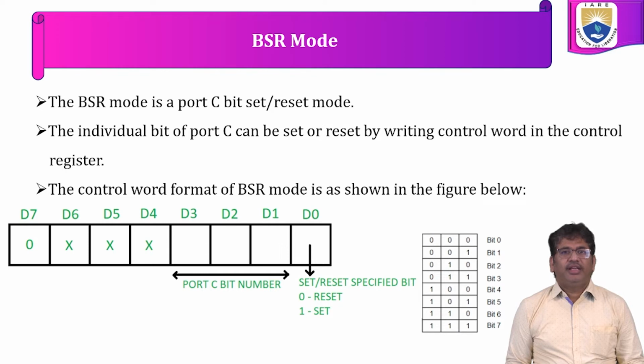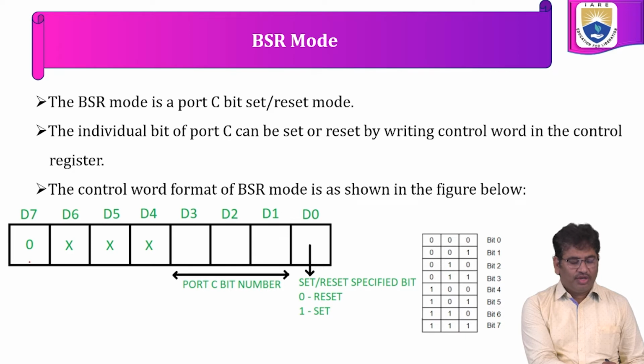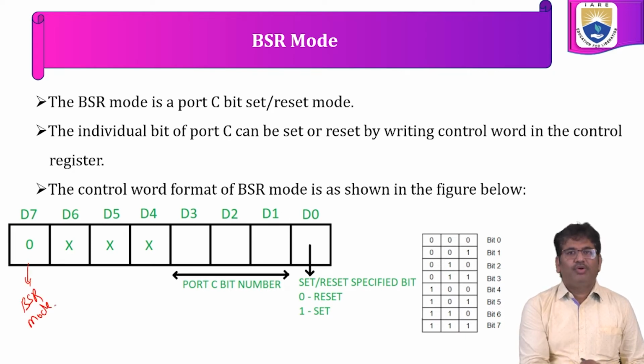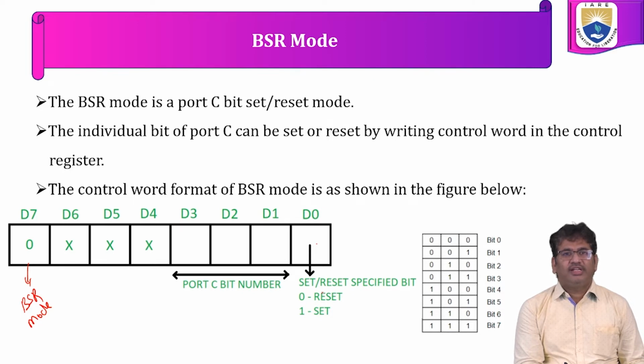Here, for configuring 8255 in BSR mode, we have to make the MSB bit equal to 0, indicating the 8255 is in BSR mode. The LSB bit D0 is used for indicating whether you want to set or reset the specified bit. If you write the D0 bit as 0, the bit specified on the lines D1, D2, D3 will be reset. If it is 1, then the bit placed in the D1, D2, D3 positions will be set.